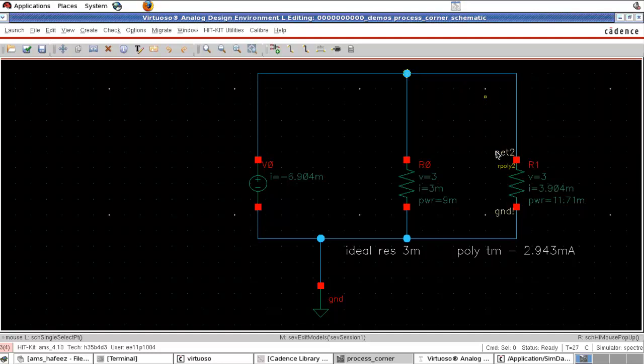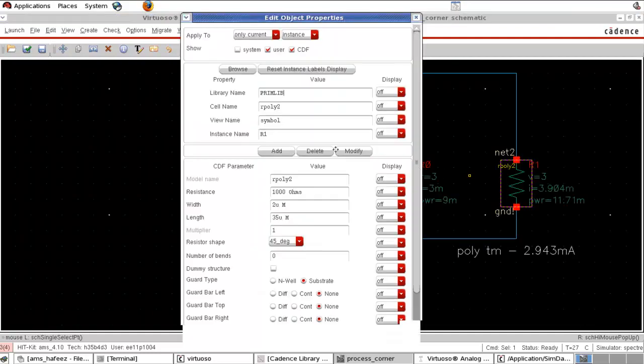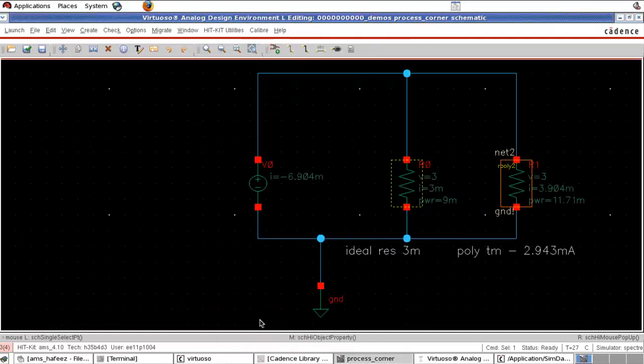See, the voltage across the resistor is the same, and the resistance value is the same, 1000 ohm only, but the current through the device increased. What does that mean? Current through the device increased means the resistance value decreased. In the typical model, when we say 1000 ohms, it was 1000 ohm itself. But now in the WP corner, that is the minimum resistance corner, the resistance value has decreased.